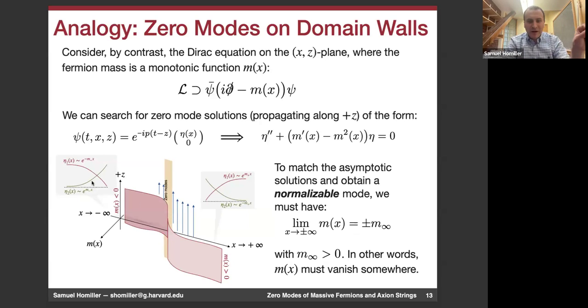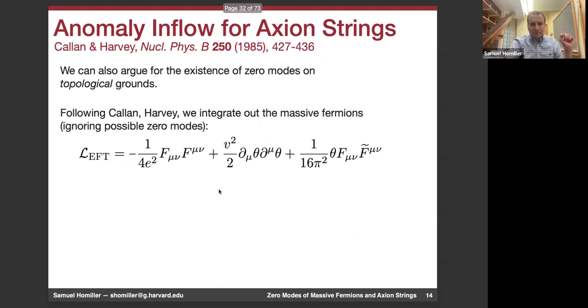But again, this is coming from arguing about the asymptotic solutions and whether or not the solution you can construct is normalizable, not about the actual value of the mass. So this is really more of a topological argument as opposed to an argument about the mass itself. Okay. And it turns out, as was discovered by Callan and Harvey in the 80s, that there's a topological explanation for why the zero modes of the axion string exist as well. But it's a lot more subtle and interesting, and it has to do with the gauge theory.